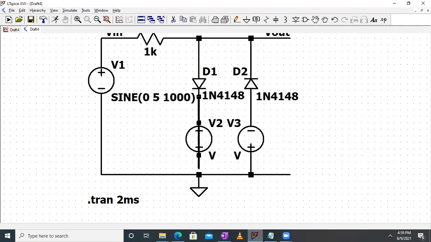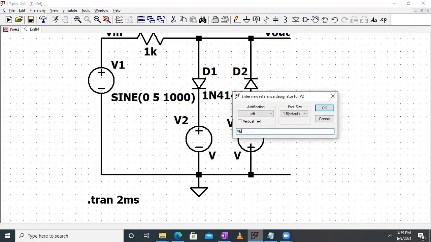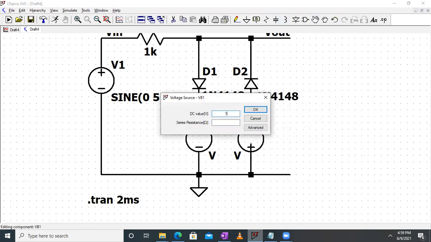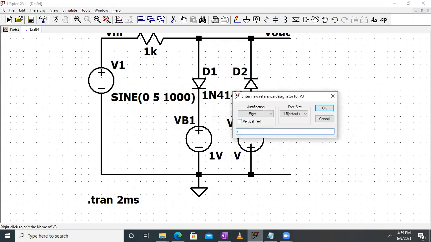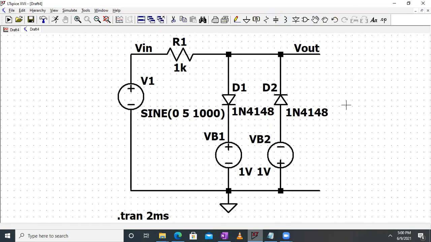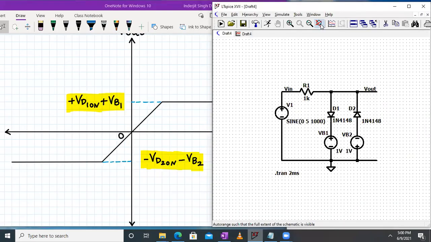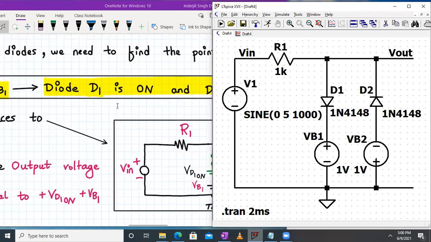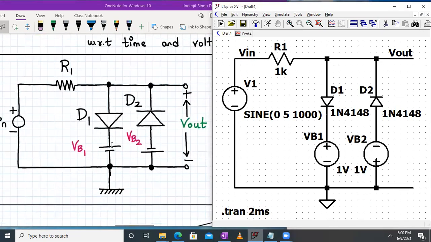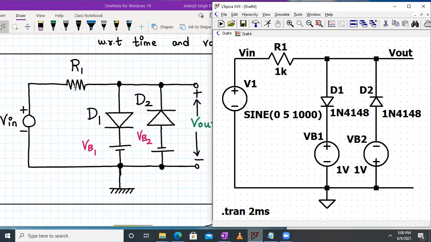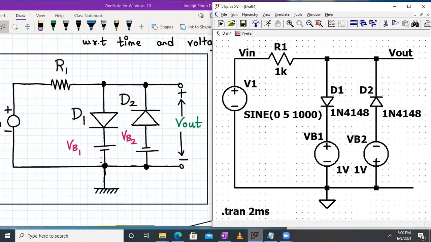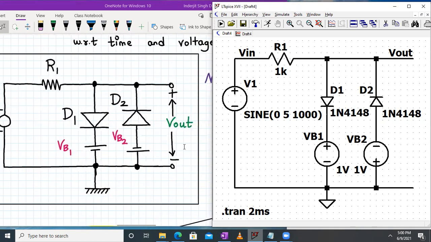Addition of the DC voltages. So this is my VB1, whose value will be 1 volt, and this is my VB2, whose value also will be 1 volt. Let us check if this is the circuit which we are building. Yeah, so this is the one. So we have V in, R1, D1, D2, VB1, VB2, as you can see very clearly.